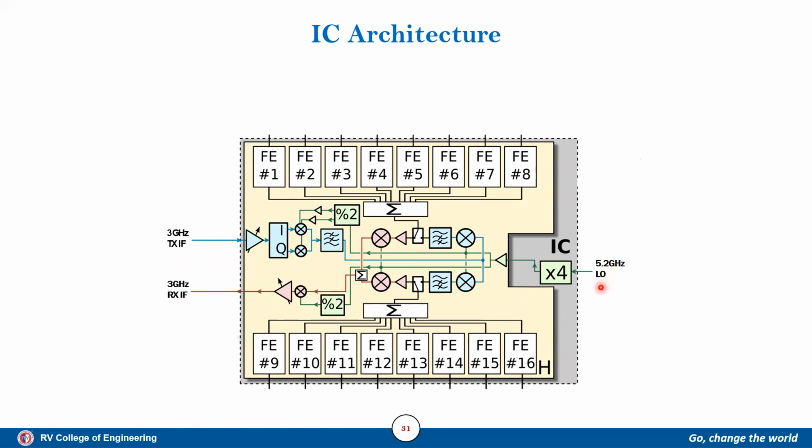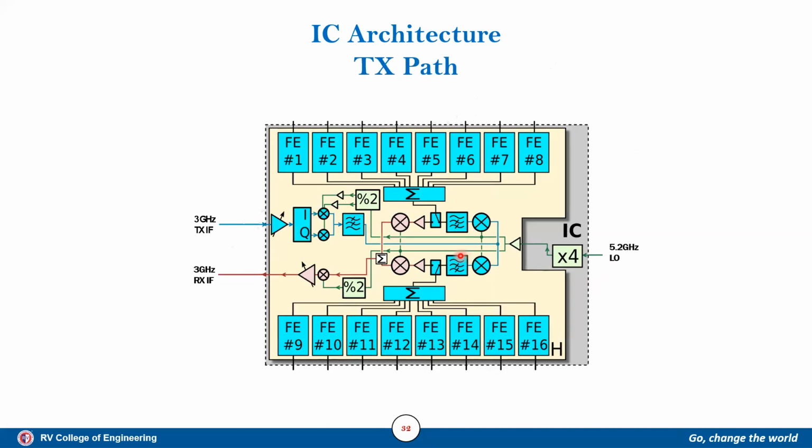It will be quadrupled, and the quadruple frequency will enter the IC. Now let us see the transmitter path. In the transmitter path, we get the 3 gigahertz intermediate transmitting frequency from the baseband processor, which is split into the IQ phases.